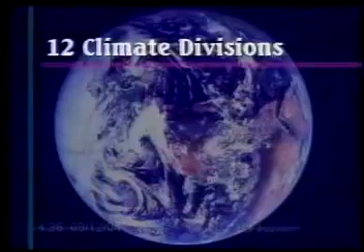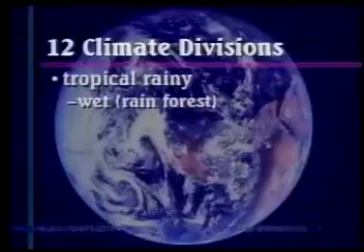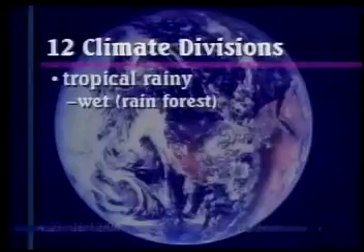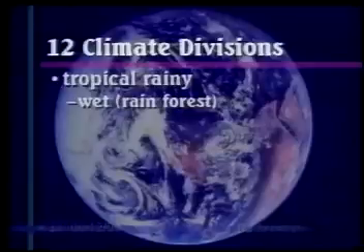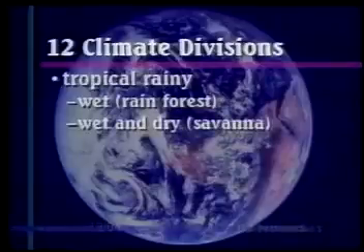Now the tropical rainy, we'll start there just at the top and work our way through. It has 2 divisions. Wet, so we have tropical rainy wet, and a lot of times we refer to the climates as having to do with the type of vegetation, and that's an easier way to remember it, rainforest. And we have tropical rainy, wet, and dry, and that's referred to sometimes as savanna.